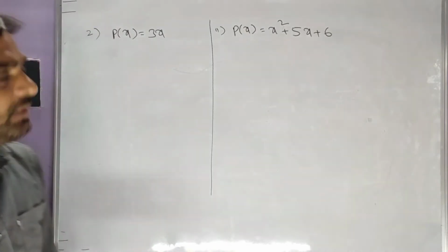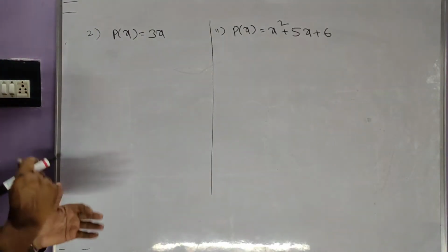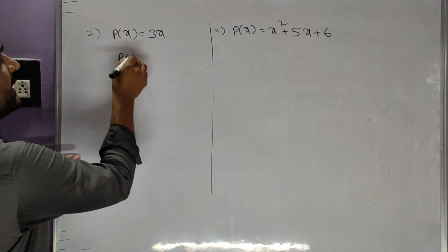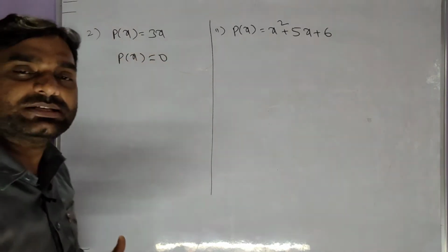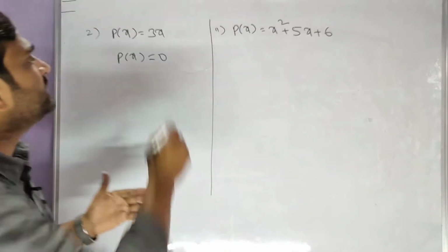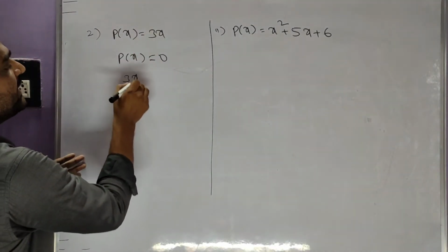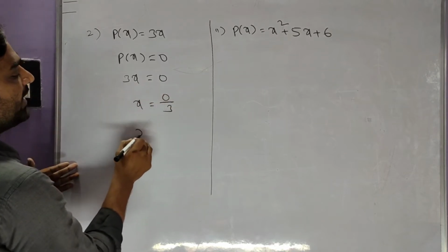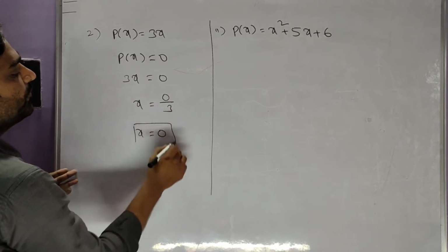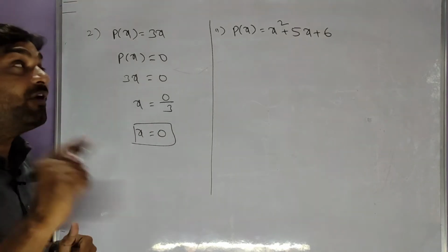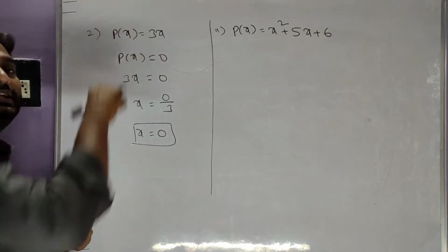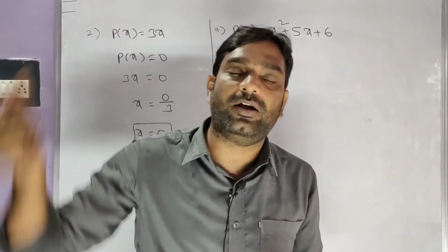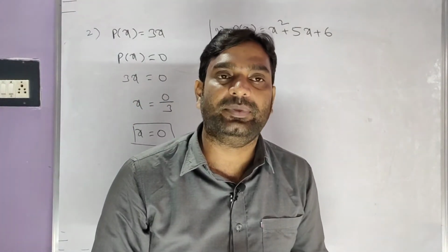To find the zeros of a polynomial, make p of x equal to 0. What is p of x here? 3x. 3x equals 0, so x equals 0 by 3, x equals 0. Then 0 is the zero of the given polynomial p of x.